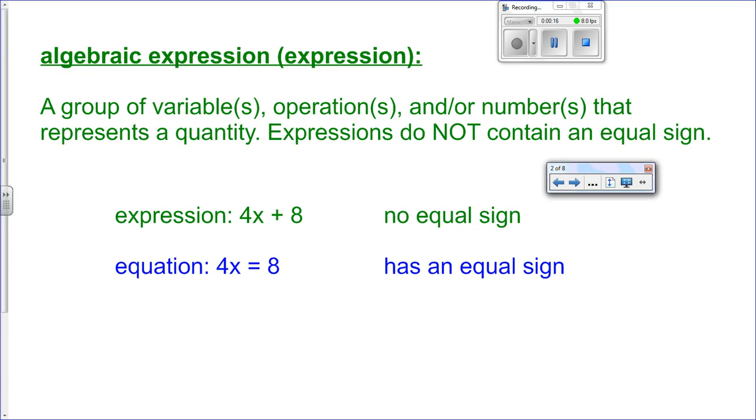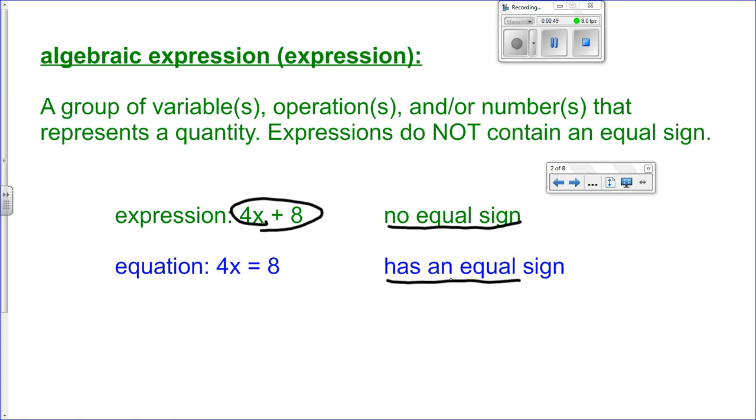An algebraic expression is a group of variables, operations, and/or numbers that represents a quantity. Expressions do not contain an equal sign. For example, we have the expression 4x plus 8, and notice there is no equal sign. Then we have the equation 4x equals 8. An equation has an equal sign.